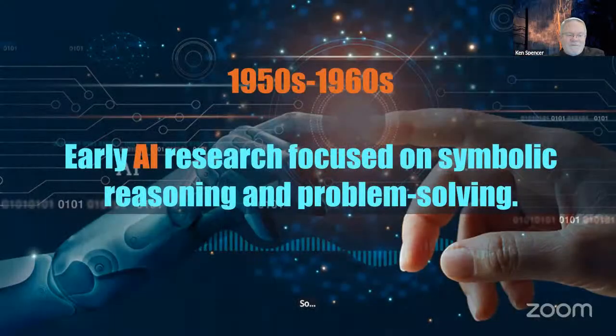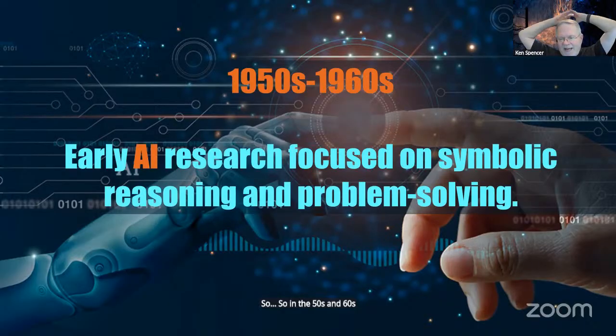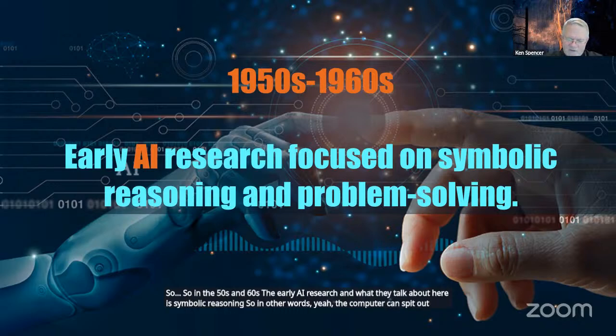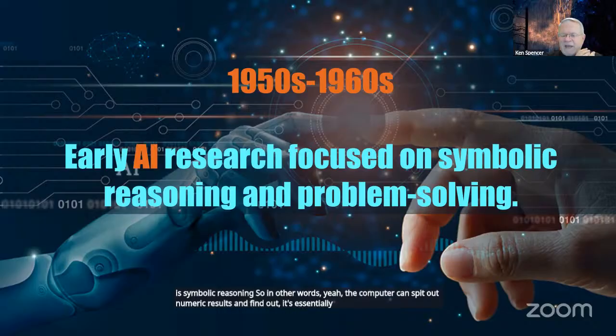So in the 50s and 60s, the early AI research was about symbolic reasoning. In other words, the computer can spit out numeric results, but it's essentially a fancy electronic calculator.